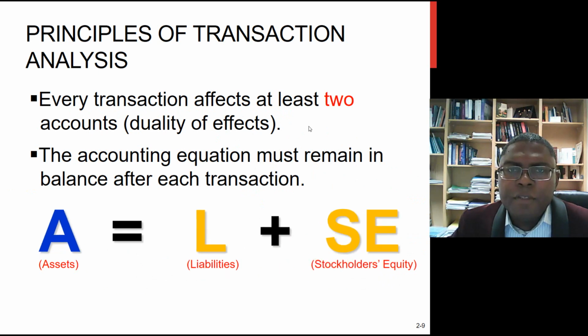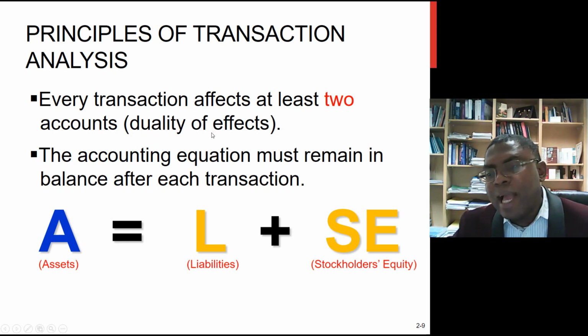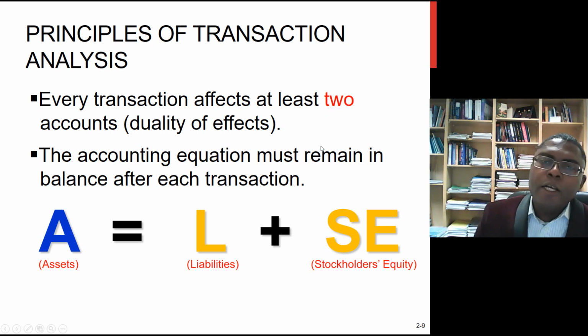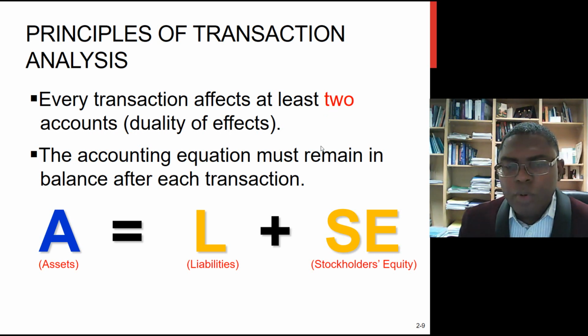Principles of transaction analysis. When we need to record the transactions of a business, we need to have these core principles in mind. The first one is that every transaction affects at least two accounts. We call that the duality of effect. Every transaction that occurs in the business will always affect at least, take note of that word, at least two accounts. It could be three, it could be four, it could be more.